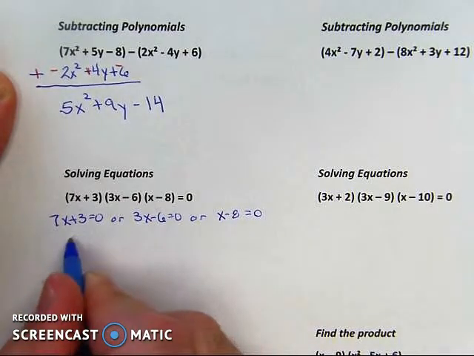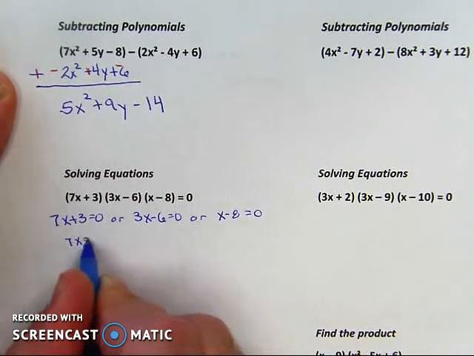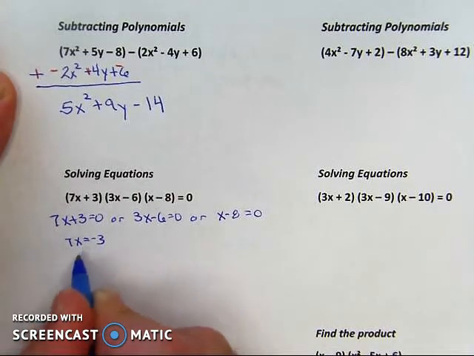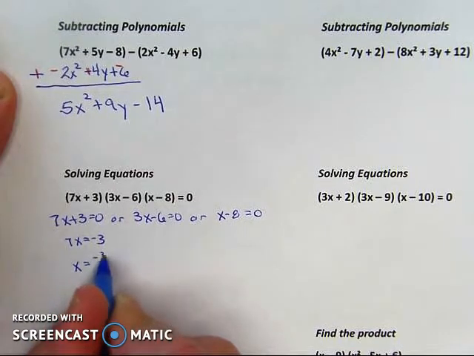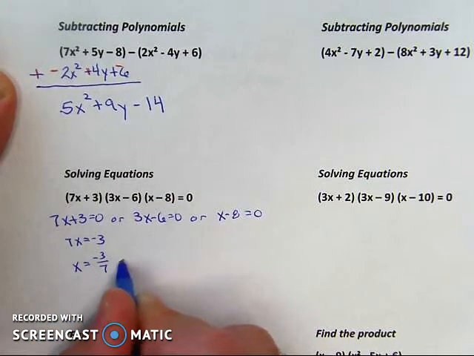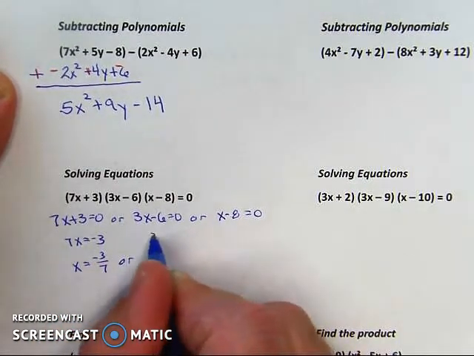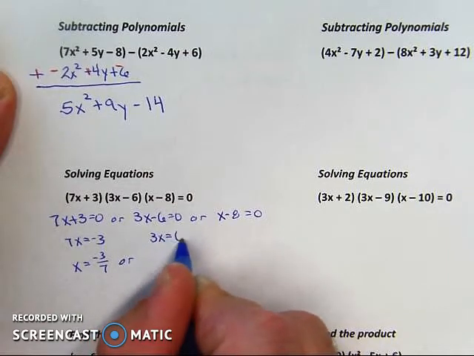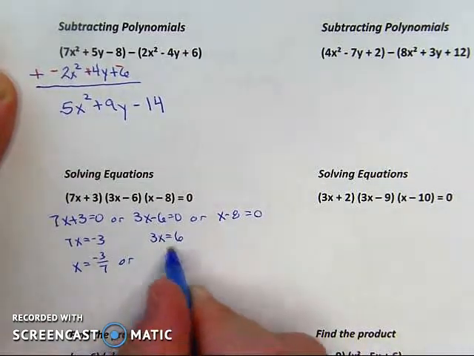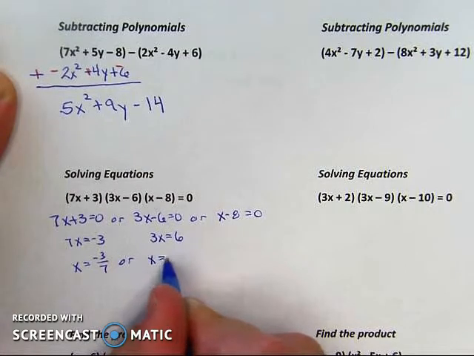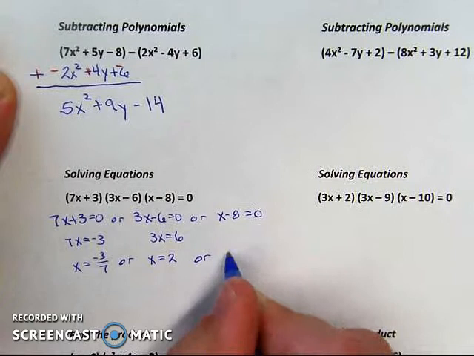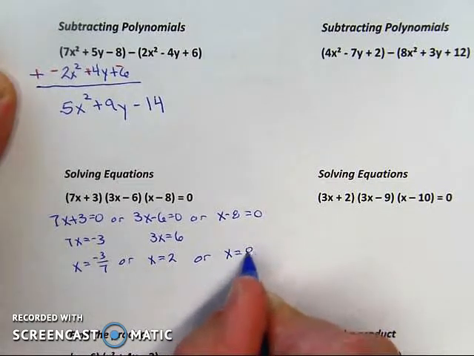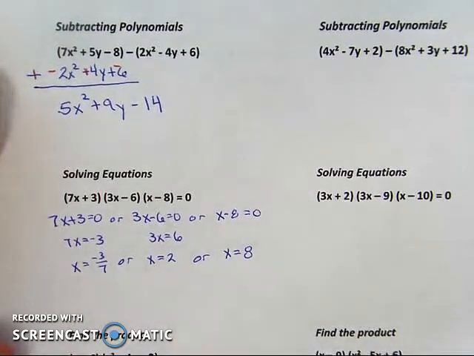So in this first one, I'm going to subtract 3 from both sides, which would be 7x equals negative 3. And then I'm going to divide by 7. So negative 3/7. The next one, I have to add 6 to both sides to get 3x equals 6, and then divide by 3, and I'll get x is equal to 2. And then the last one, all I have to do is add 8 to both sides. So those are my 3 answers for that one.